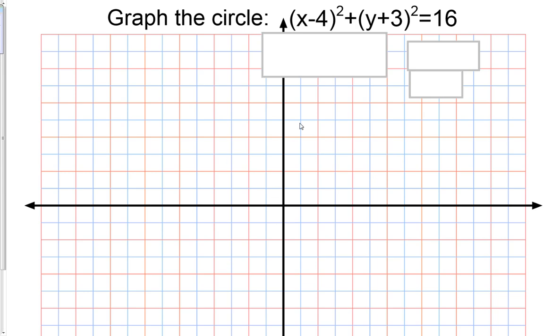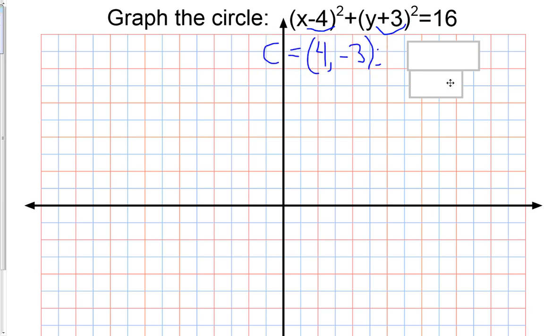Next, we got graphing the circle. (x minus 4) squared plus (y plus 3) squared is 16. The basic idea is just remembering the form. Opposite of minus 4, plus 4. Opposite of plus 3, minus 3. So my center is 4, -3. And then r squared is 16. You could square root probably in your head and get r is 4.